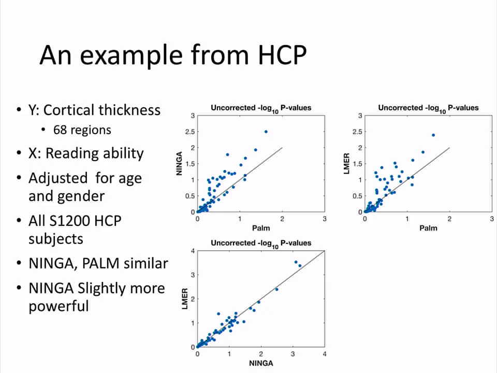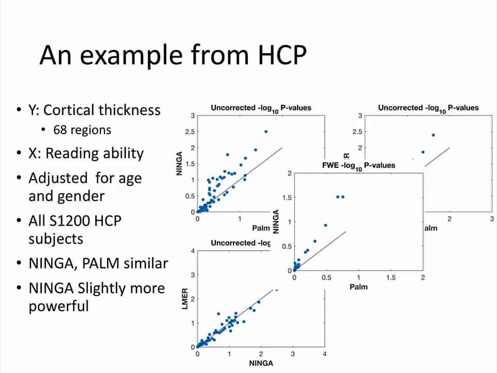It's not only with the simulated data. We see the same things with the real data analysis. Here, we are comparing the uncorrected p-values between LMER, PALM, and Ninja using the 68 cortical thickness regions from the S1200 release and their relation to the reading ability score. What you can see here is that Ninja and LMER have the same performance, and they are slightly more powerful than PALM. There is no surprise because Ninja provides an approximate solution. And it's the same thing if we compare the FWE corrected p-values.